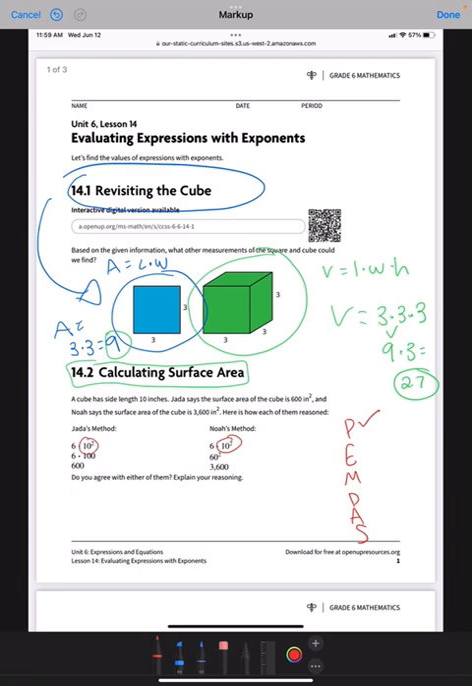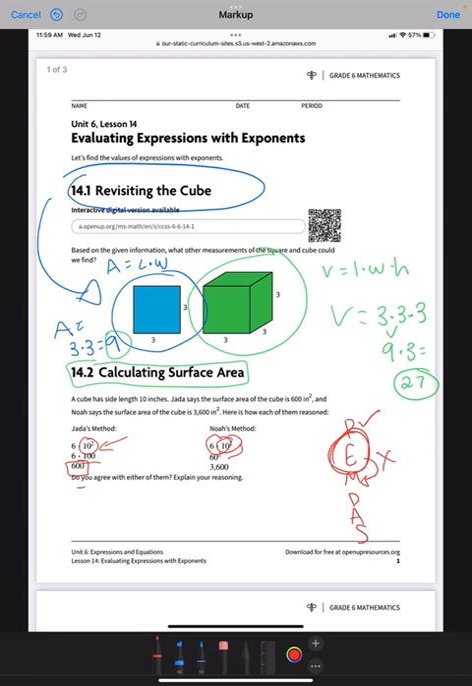Which one of them solved the exponent first? You should have said Jada. Jada solved the exponent and she got 100. Noah messed up and he did 6 times 10 first. He skipped from here down to here, and you cannot do that. You have to start with E and then go to M for multiplication. So Jada did it correct. So the real answer is actually 600 inches squared.